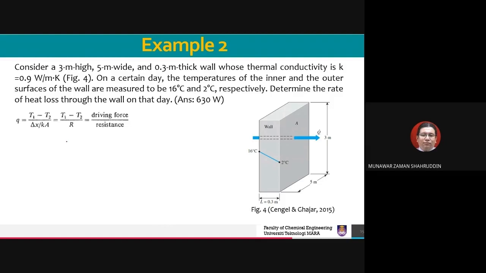Sometimes the question only wants you to compute the value of resistance. If you compare with a resistor, it becomes one resistor. What is that R value? The R value is delta X over K A. So you compute R first, delta X by K A, and only then can you divide delta T by that R. So you will get 630 watt.